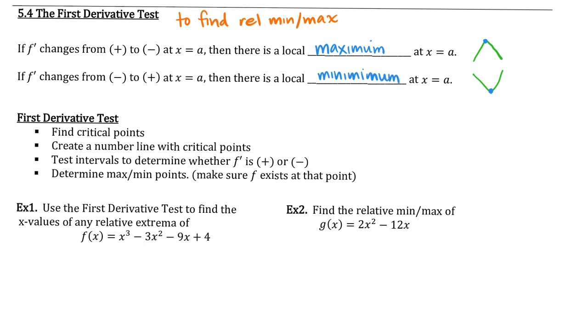Okay, so for the first derivative test, we're going to find the critical points. We're going to create a number line with the critical points, test the intervals to determine whether f prime is positive or negative, and then determine at what x values there are minimum or maximum values.